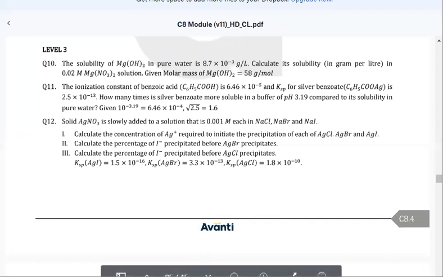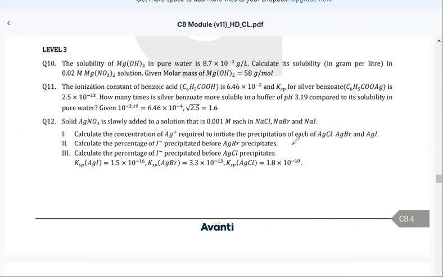So just calculate the concentration of I minus from Ksp, because the concentration of Ag plus is given. You can calculate the concentration needed to precipitate using Ksp. So this is the same problem that we have discussed in class. Instead of MnS, MnCl, it is given AgCl, AgBr, AgI. Okay, so we are done with this.